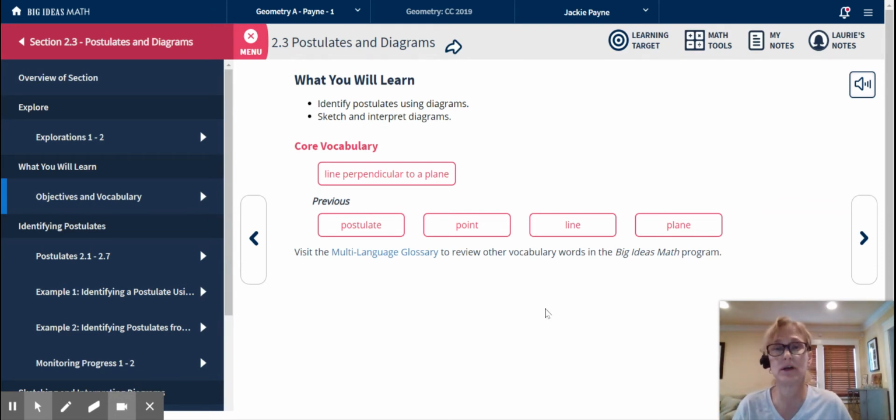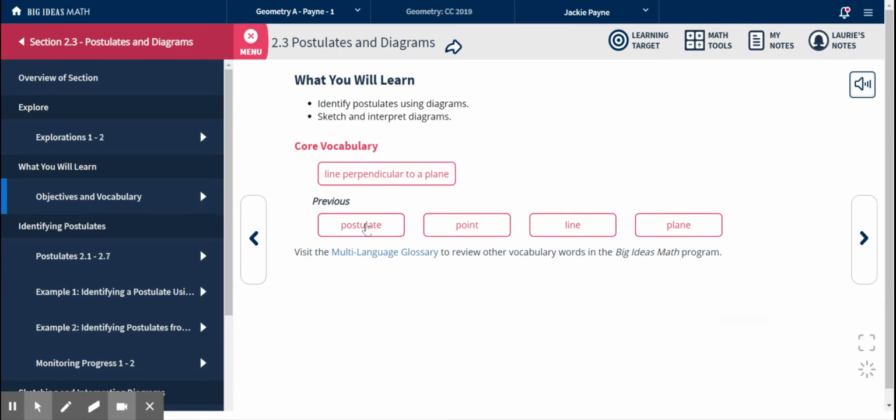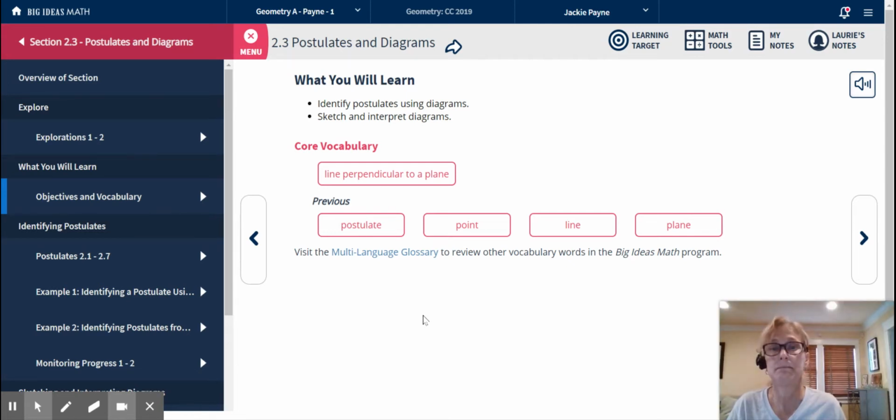Some of the vocabulary is line perpendicular to a plane. So you can think of that as a straight line going through a piece of paper, perpendicular. So it's not sideways or skewed, it's going directly through it. We already know point, line, and plane are three undefined terms from chapter 1. And postulate, if you don't remember, is a rule that is accepted without proof. So those are the words. Let's get started.